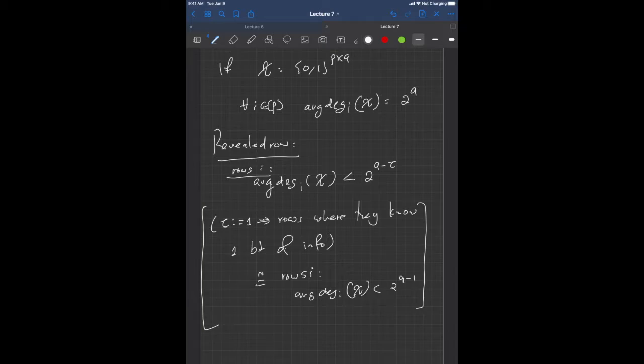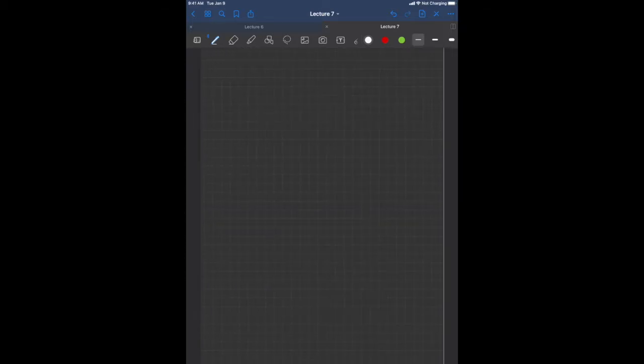Okay. So if there are any questions, please stop me. I'll continue with the properties that we want to prove for this definition of information.